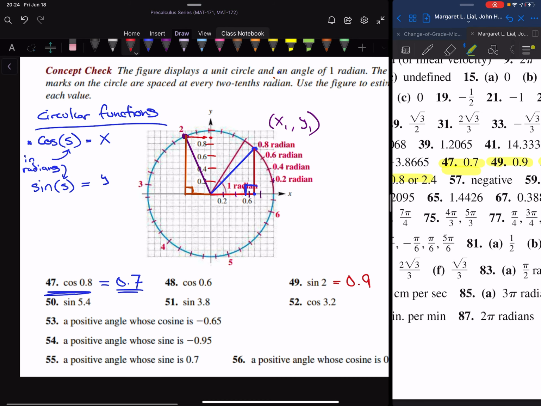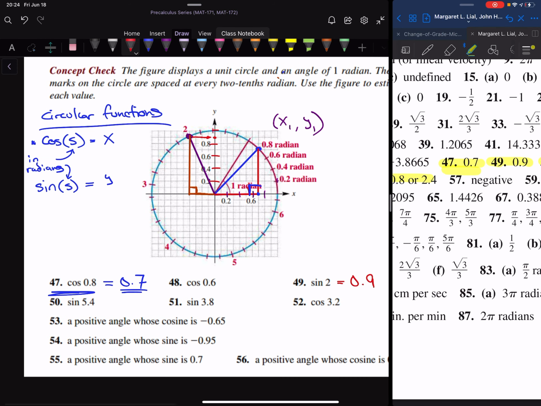And another thing to just keep in mind is, what is your input and your output? Well, your input would be the amount of radians, rotation. The output will be these coordinates. So when we come down here, it says a positive angle whose cosine is negative 0.65. All right, well, if cosine is going to be a negative, it needs to be sort of along this axis here, because it's an x-axis sort of situation, right?